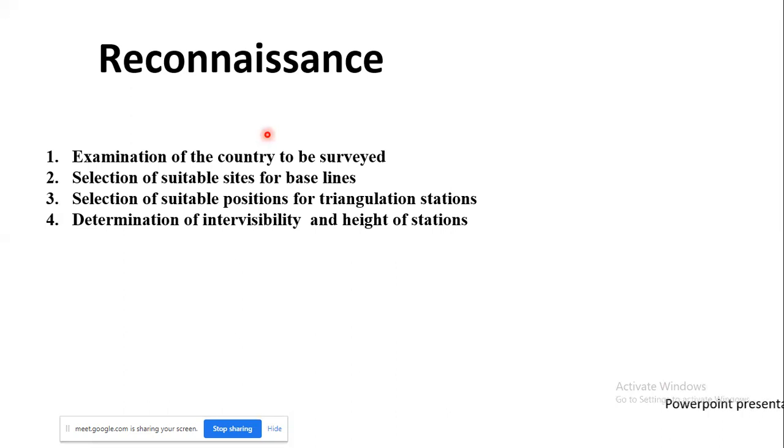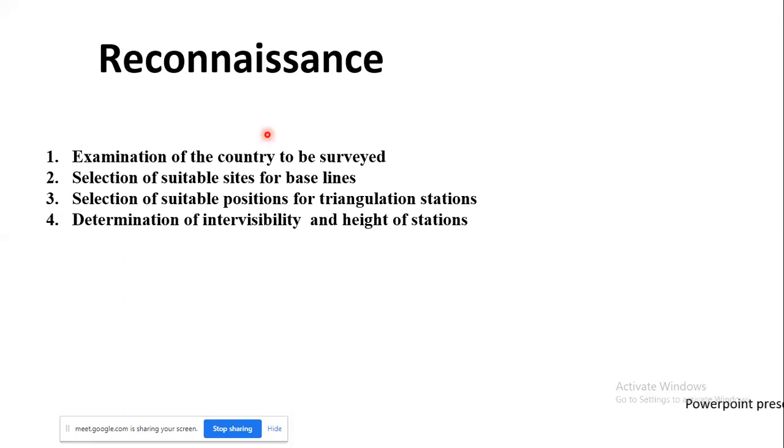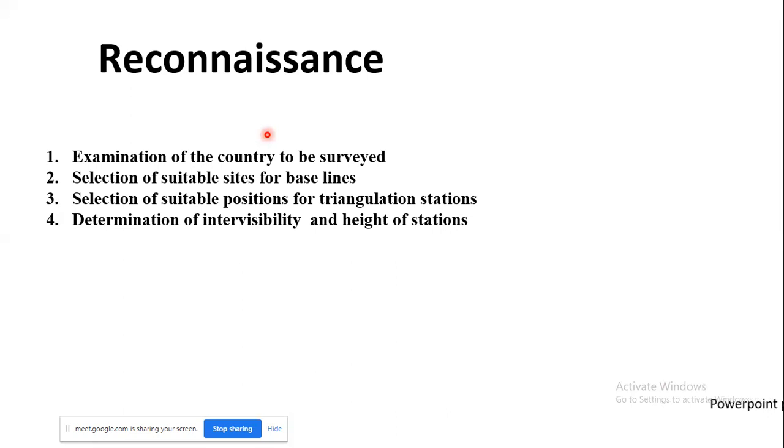Determine whether the station points, that is, the triangulation station points, are intervisible from each other or not. If there is a point to be measured which is not visible to the naked eye, in such a case you are going to erect a tower. We are going to see that in detail in the part on signals and towers. That is nothing but determination of intervisibility and height of stations.